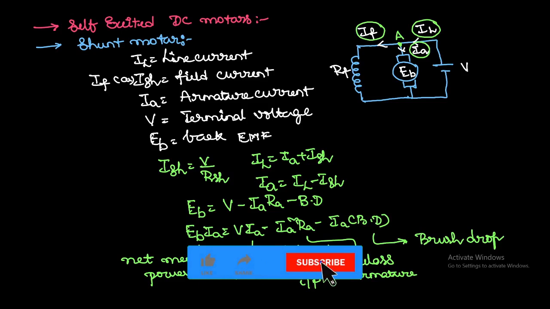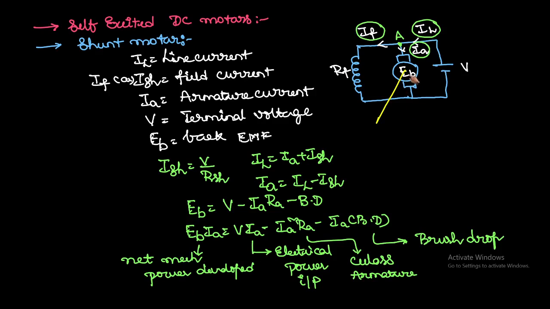So here, let us understand the terminology. The net mechanical power developed means from the armature we are taking the mechanical energy from the shaft. That is the output power we are taking. Next, what is the electrical power input for the motor? It is IA into EB only. Is it right or not? IA into EB is the electrical power input for the armature, IA square RA is the armature losses, and the brush drop is present in the brushes in the case of the DC shunt motor. These are the different equations we have to remember.